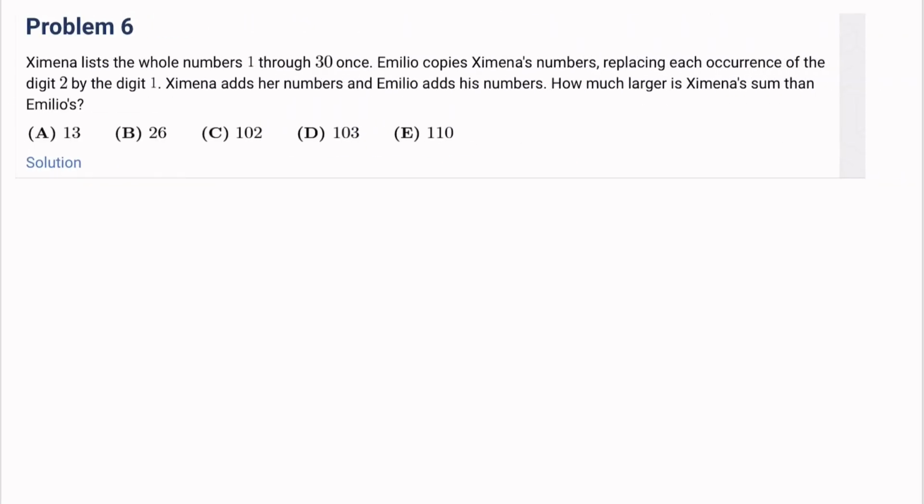Number 6. Ximena lists the whole numbers 1 through 31. Emilio copies Ximena's numbers, replacing each occurrence of the digit 2 by the digit 1. Ximena adds her numbers, and Emilio adds his numbers. How much larger is Ximena's sum than Emilio's?